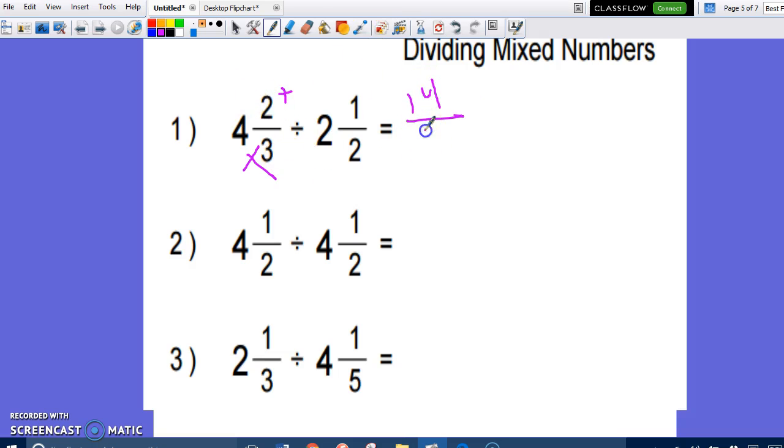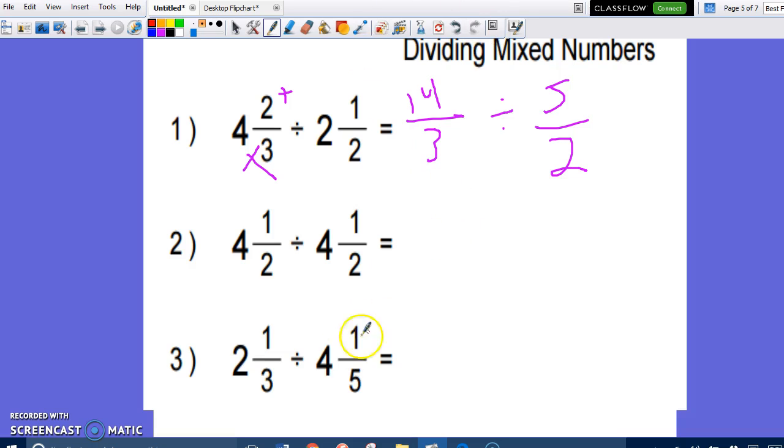Keep the same denominator, right? I'm going to keep my division sign there for a moment. Now let's change this one over into an improper fraction. 2 times 2 is 4, plus 1 is 5. Now, remember, when we divide fractions, we don't really divide them, we multiply them. Why? Because it's kind of redundant. Fractions and division means the same thing. So to make things simpler for us, when we divide fractions, we're really just going to multiply.